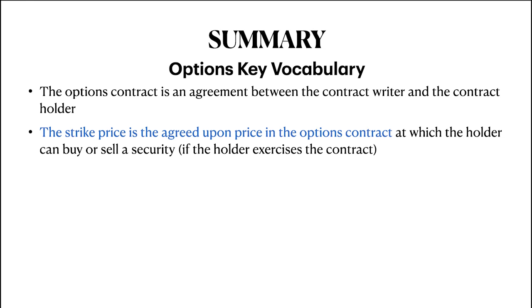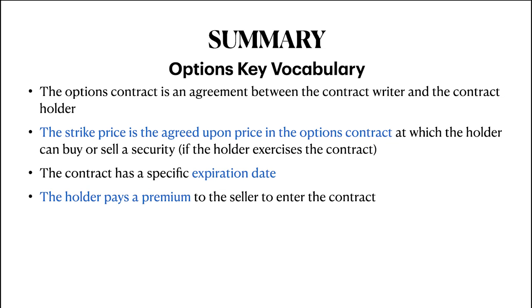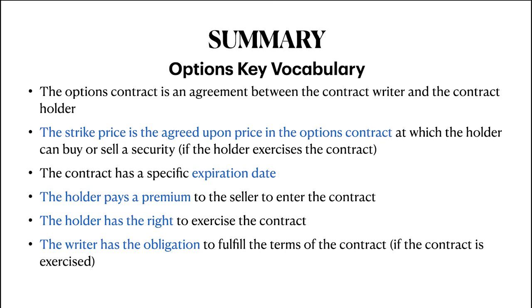So to summarize, the options contract is the agreement between the contract writer and the contract holder. The strike price is the agreed upon price in the options contract. The contract has a specific expiration date. The holder pays a premium to the seller in order to enter that contract. The holder is the one with the rights. The writer is the one who is assigned. They have the obligation to fulfill the terms of the contract if the contract is exercised. That is entirely up to the holder to exercise that contract.